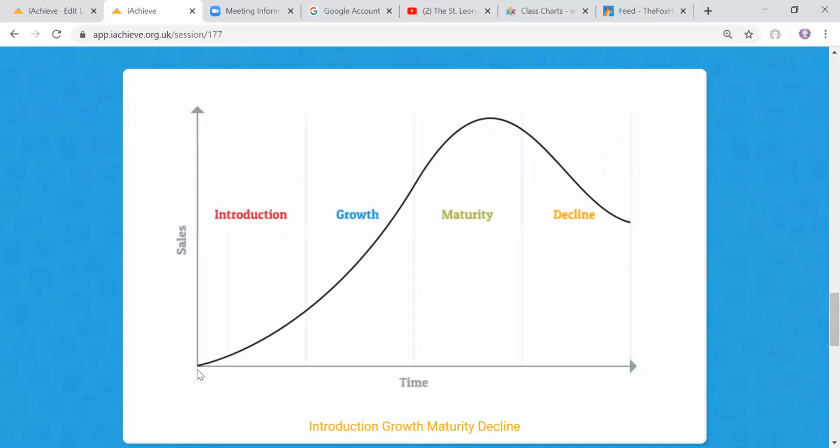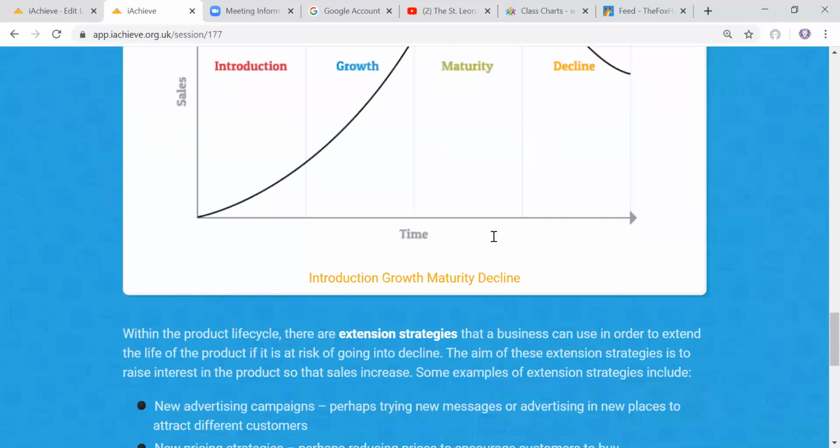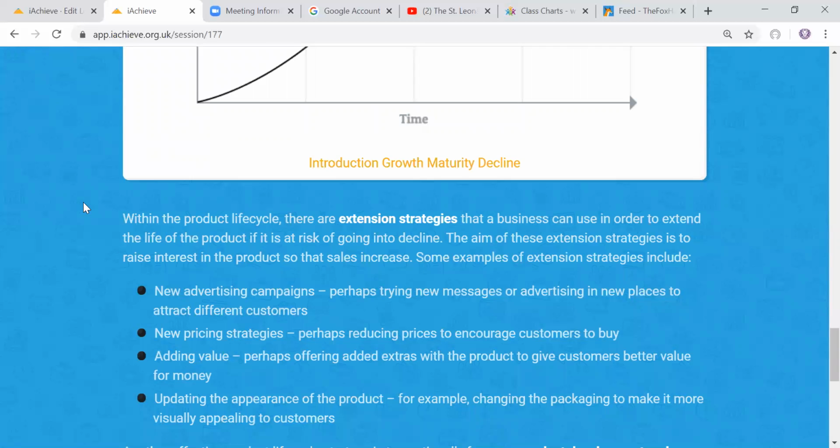So you can see a very gradual ramp up in sales during the introductory phase, rapid growth in the growth phase, this peak, this top of the curve in the maturity phase, and then we go into the decline phase.